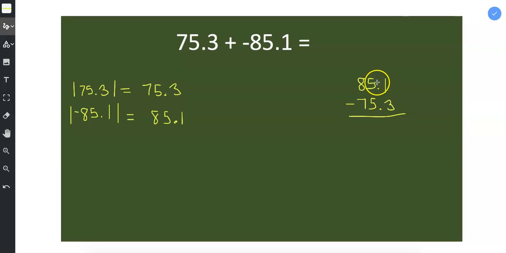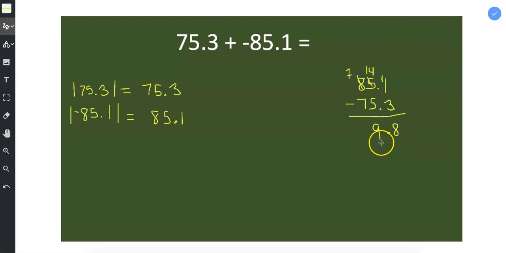1 minus 3, I need to borrow. So I make this a 4, and I add 10 to the 1, making it 11, and 11 minus 3 gives me 8. I bring down the decimal. 4 minus 5, alright, I can't do that, so I need to borrow from the 8, make it a 7, and then add 10 to the 4, making it 14. 14 minus 5 gives me 9, and 7 minus 7 is 0.